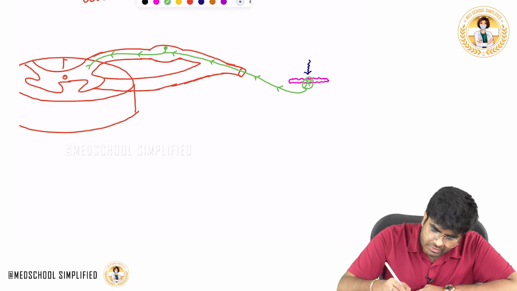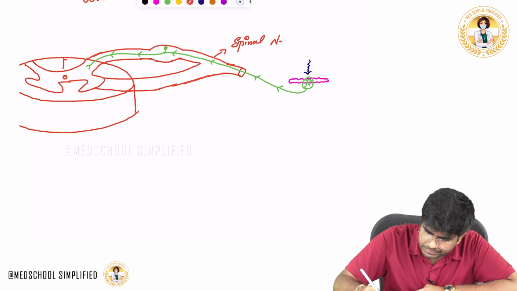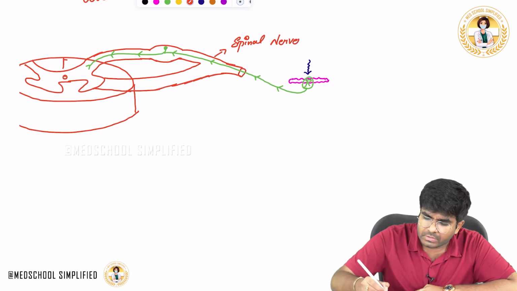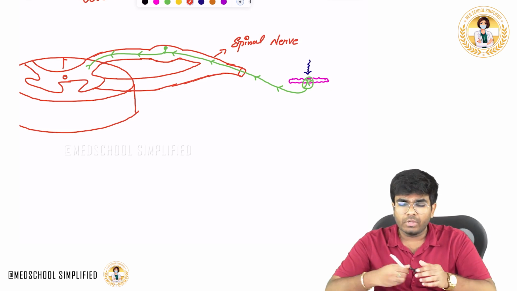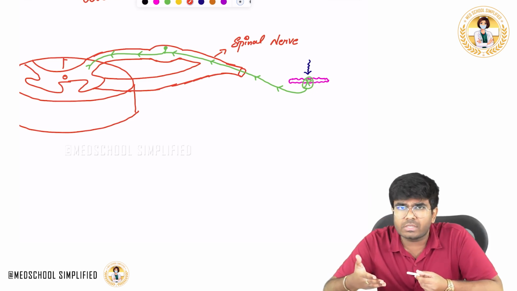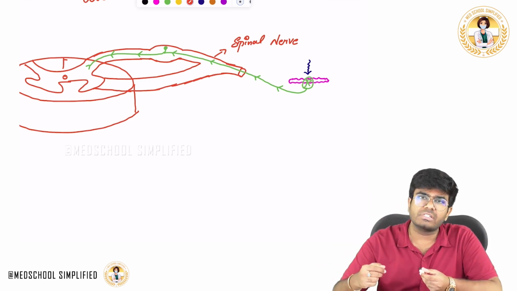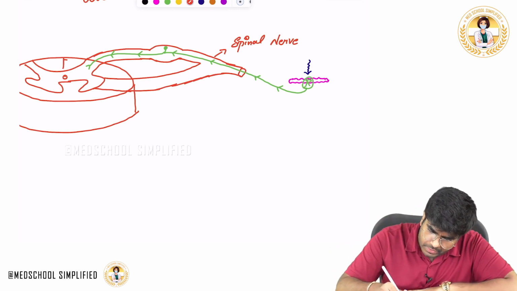So the first structure which I have shown you here is called the spinal nerve. Inside this nerve there are neurons present. If I cut this nerve, what do you have inside? You have sensory neurons. They are taking the information to the central nervous system. They are afferents.